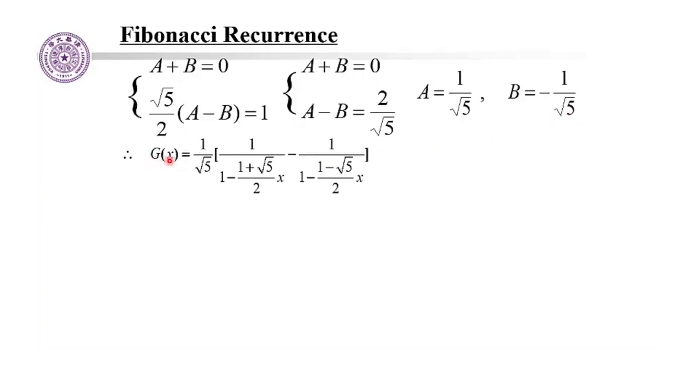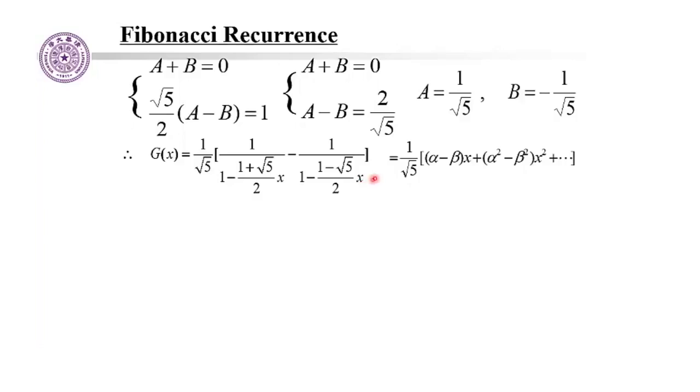Plug in a and b, gx equal to 1 over square root of 5 times 1 over 1 minus 1 plus square root of 5 times x over 2, minus 1 over 1 minus square root of 5 times x divided by 2. Now we know that we could expand it to alpha to the kth power x to the kth power with Taylor expansion. This coefficient could be converted to beta to the nth power times x to the nth power.